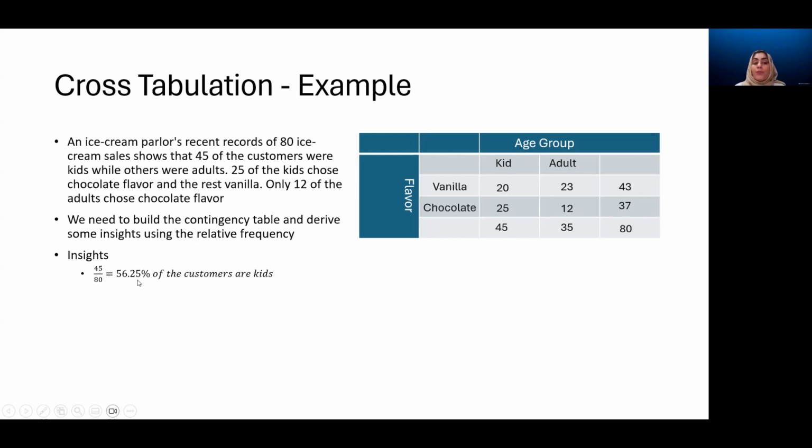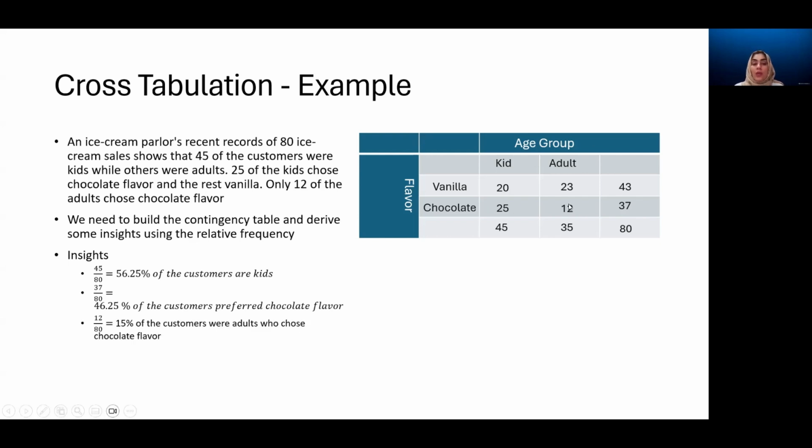The total proportion of kids in the customers was 56.25%. How? Because it is 45 out of 80. Similarly, 37 out of 80 is the percentage of the customers who preferred chocolate flavor. How? Because the total count or marginal total for chocolate is 37 out of 80, which gives us 46.25% as the proportion of people who preferred chocolate flavor.